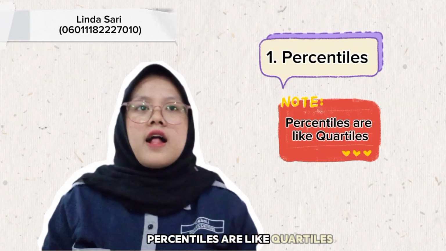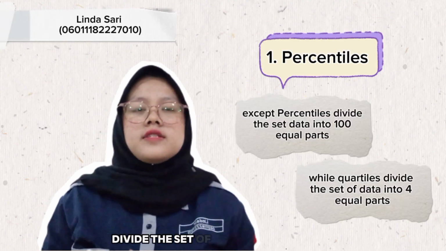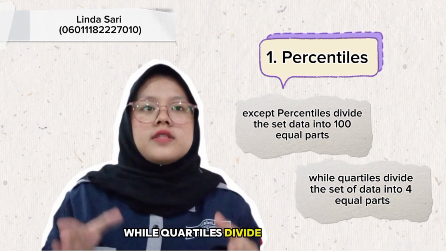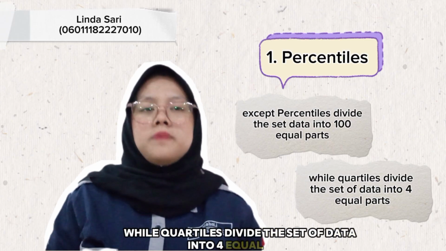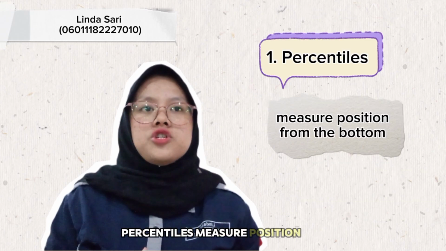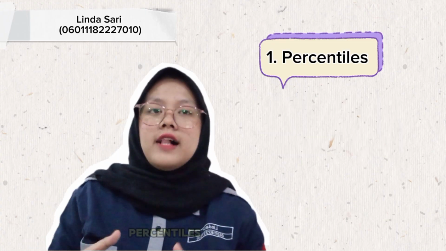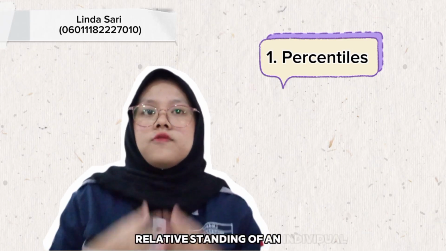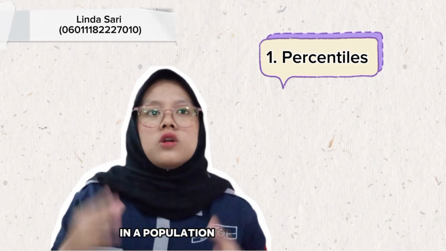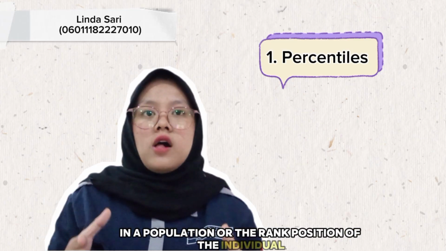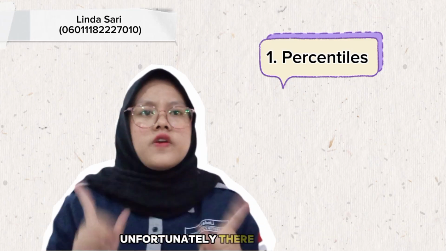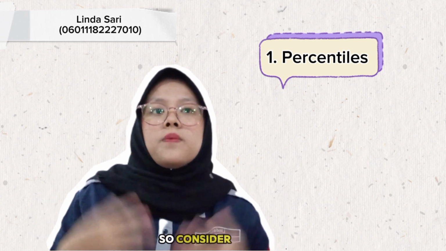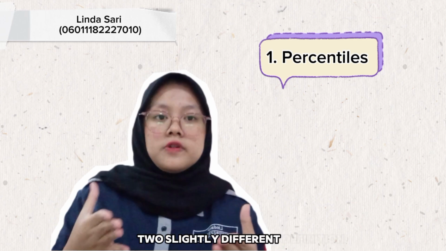Percentiles are like quartiles, except the percentile divides the set of data into 100 equal parts, while quartile divides the set of data into 4 equal parts. Percentile measures position from the bottom. Percentiles are most often used for determining the relative standing of an individual in the population or the rank position of the individual. Unfortunately, there is no universally accepted definition of percentiles, so consider the following two slightly different definitions.